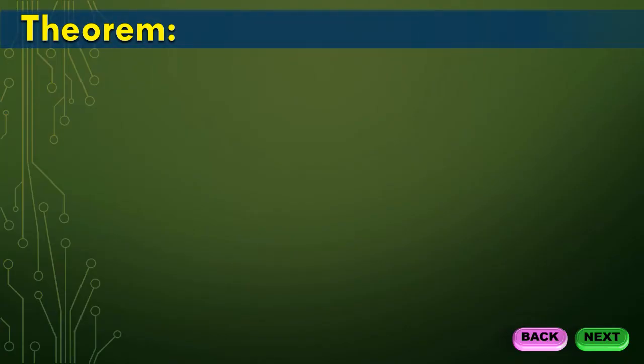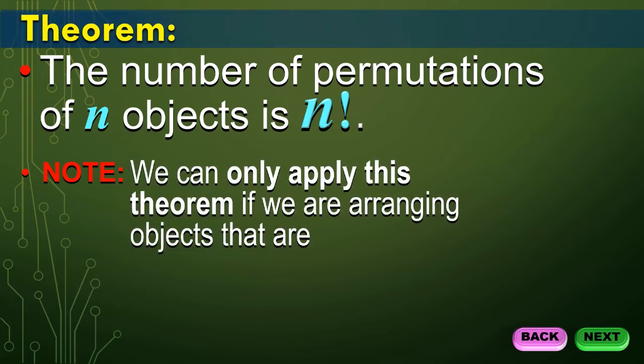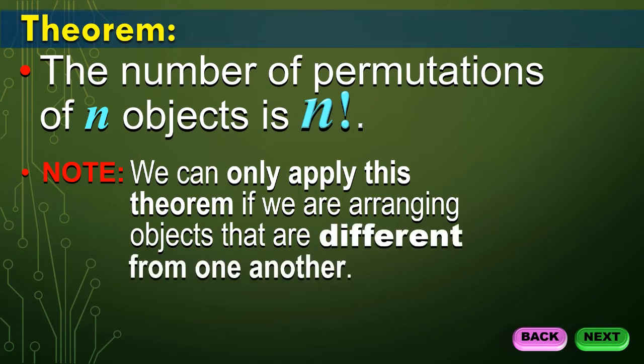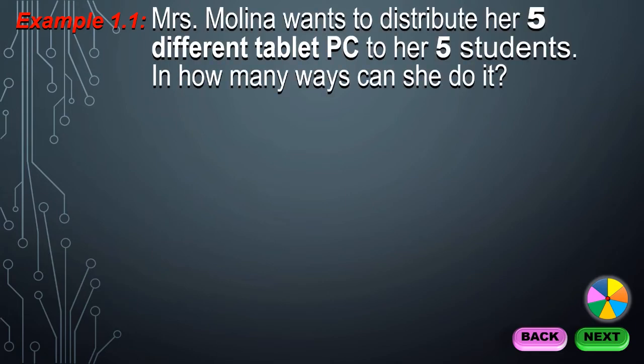Let's have the first theorem. The number of permutations of n objects is n factorial. Note, we can only apply this theorem if we are arranging objects that are different from one another. Example for theorem number 1. Mrs. Molina wants to distribute her 5 different tablet PCs to her 5 students. In how many ways can she do it?